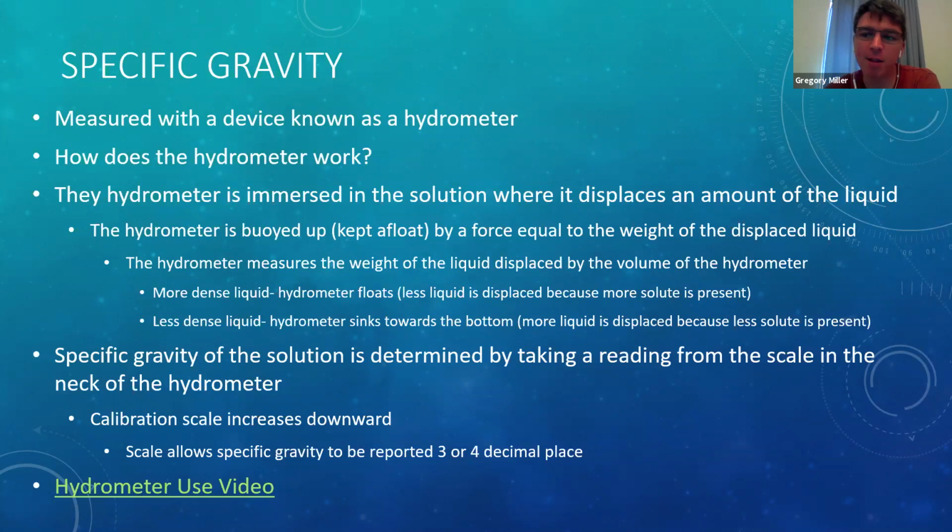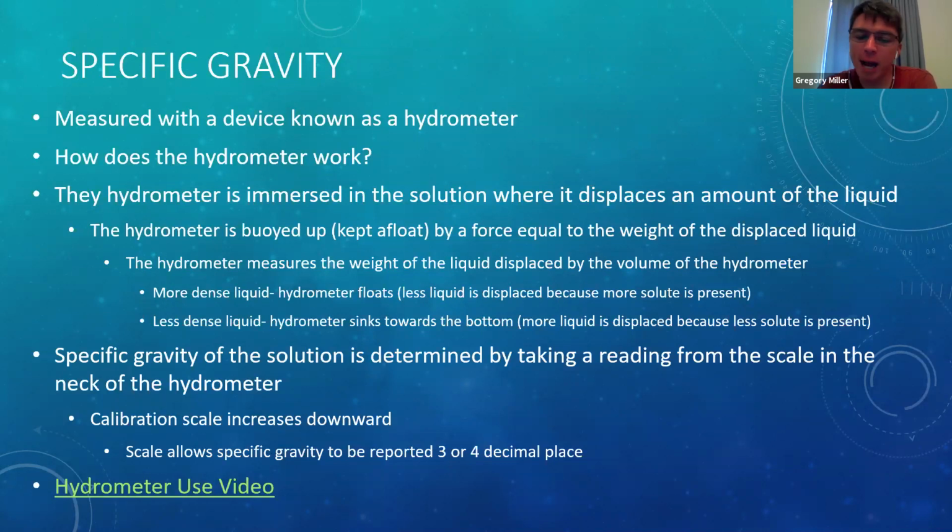So the more dense your solution is, the more stuff there is to hold your hydrometer up, so it will float higher. The less dense your solution is, there's less to hold it up, so it will sink further down and give you a lower density reading. The lower that specific gravity is, the lower the overall density as well.